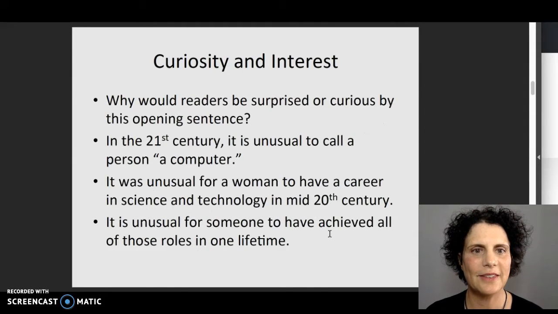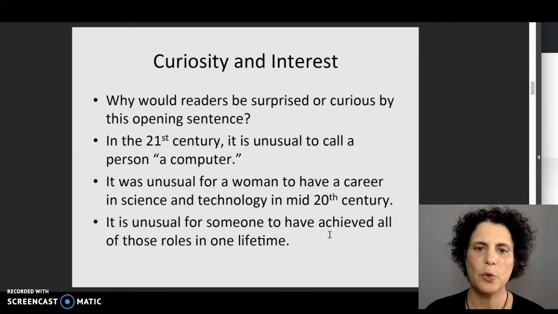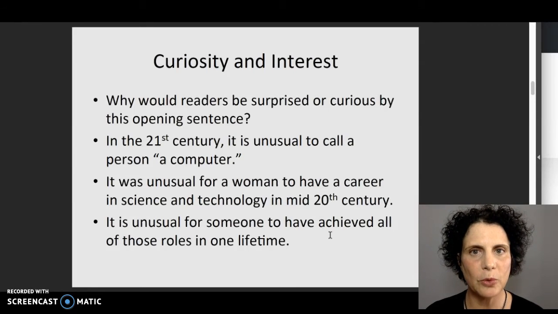Curiosity and interest. Why would readers be surprised or curious by this opening sentence? In the 21st century, it is unusual to call a person a computer. It was unusual for a woman to have a career in science and technology in the mid-20th century. It is unusual for someone to have achieved all of those roles in one lifetime.